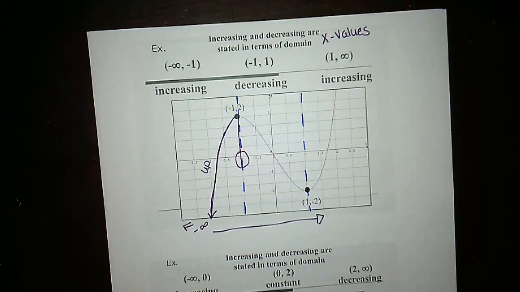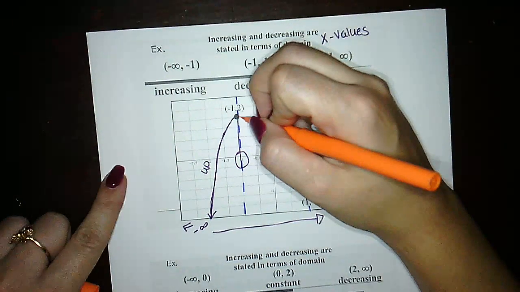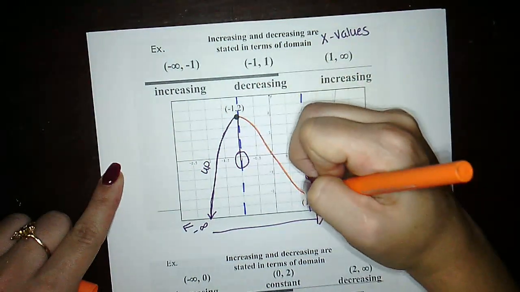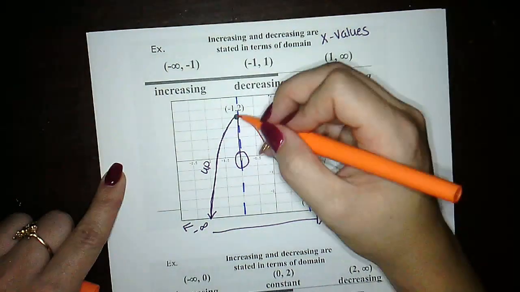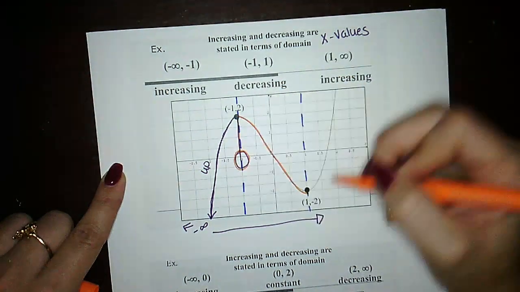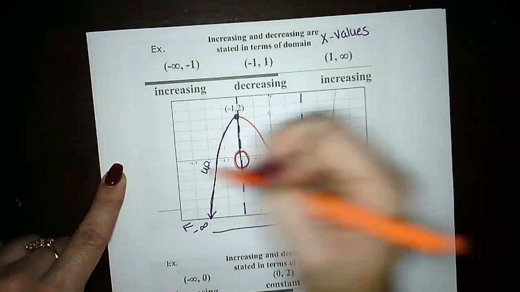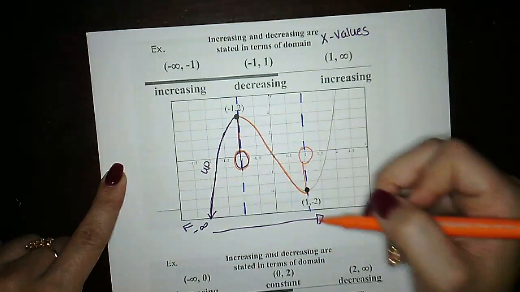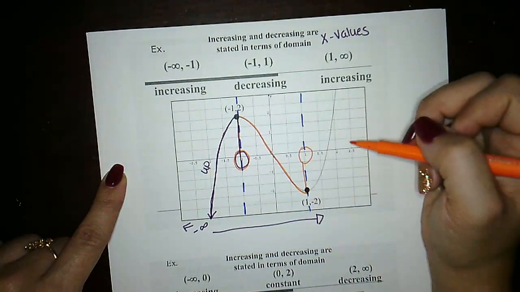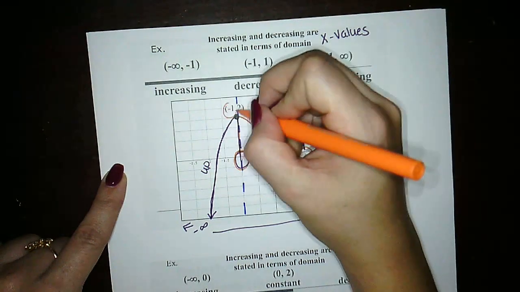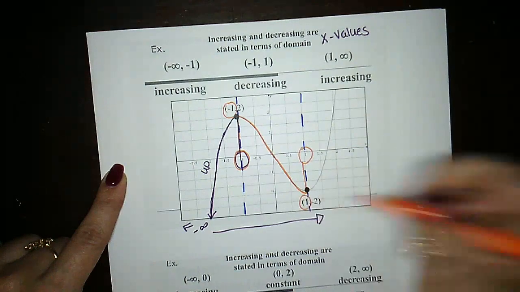Then we look at decreasing. You see it's decreasing from here to here. So again, I'm only looking at my x values. So where on your x-axis does the decreasing stop? So it's going from -1 to +1.